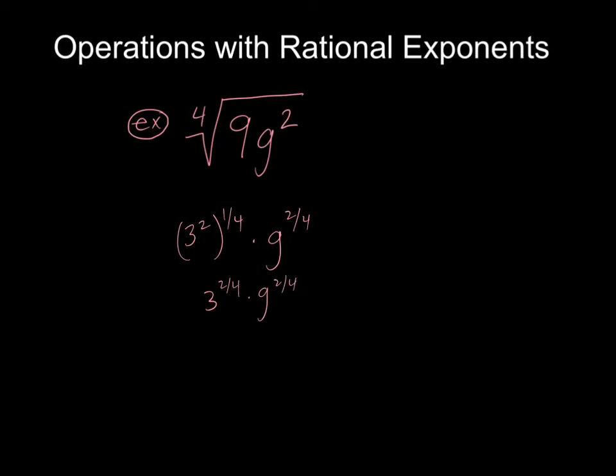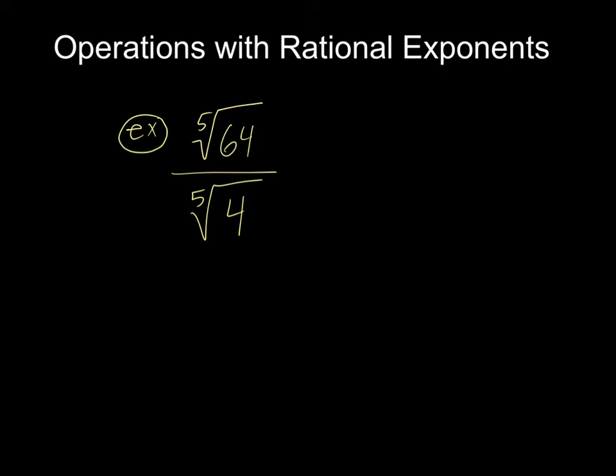There's a variety of ways this one could end up looking. 3 to the 2/4 is the same as 3 to the 1/2, and g to the 2/4 is the same as g to the 1/2. We don't want to leave it as 2/4 if it could be 1/2. And both of these 1/2s are just identical to square roots, so what it all boils down to is the square root of 3g. We can keep them under the same square root because it's a multiplication. So I think that's the simplest form of the fourth root of 9g squared.